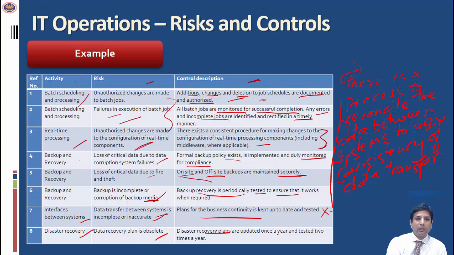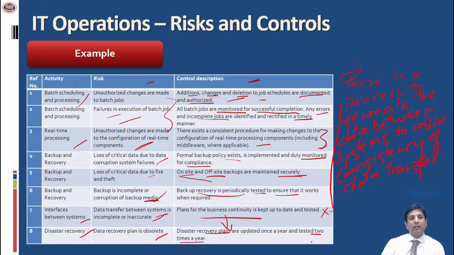However, depending on the nature and size of the company, the criticality of the IT systems, this frequency could be different. So as we see, this is a relevant control for addressing the risk that the data recovery plan is obsolete. Basically, the business continuity plan is kept up to date, and the data recovery plan, being a part of the business continuity plan, is updated once in a year and tested 2 times in a year.